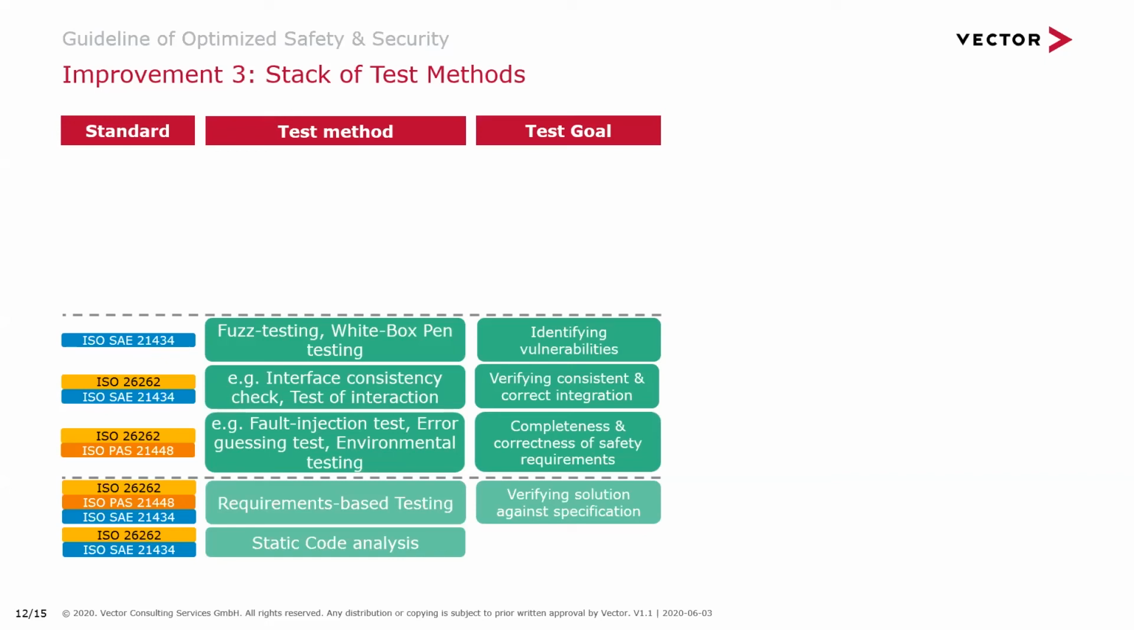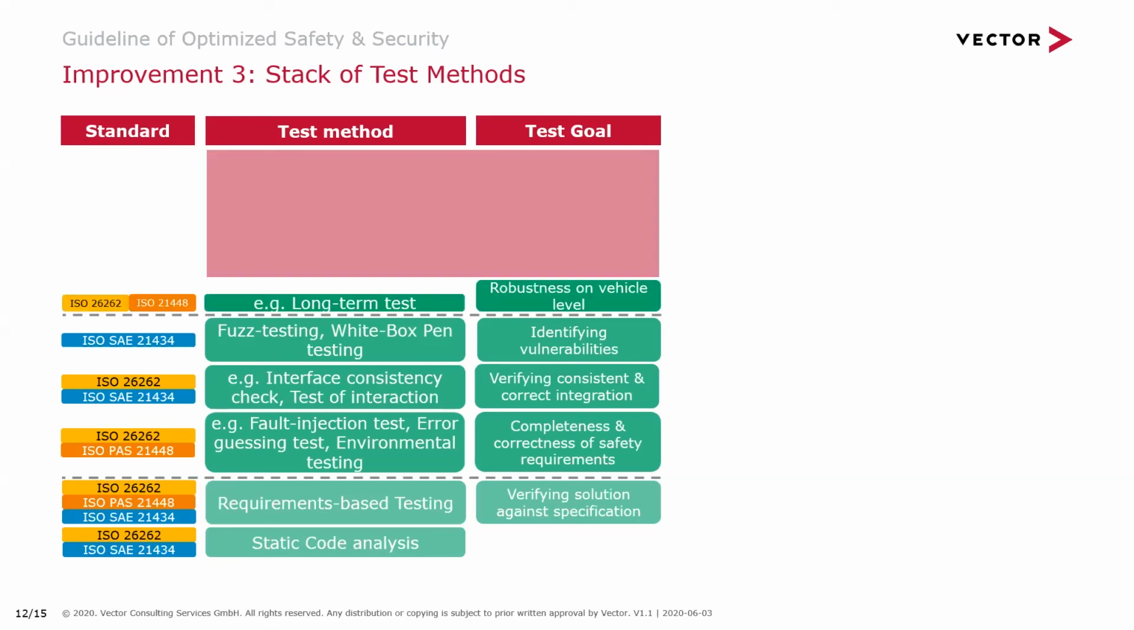In the middle, we have test methods specific to security and safety. It starts with the safety-specific ones, fault injection and error guessing, which are required by functional safety and SOTIF. Then we have integration-related testing to correctly integrate technical components, which is only covered by functional safety and security, because these two standards deal with the integration of technical components. And then we have a specific one for security, which is quite new. This introduces two test methods, which are meanwhile also known as fuzz testing and white box pen testing, to identify so-called vulnerabilities in our solutions. So that's the middle part, the part specific to safety and security.